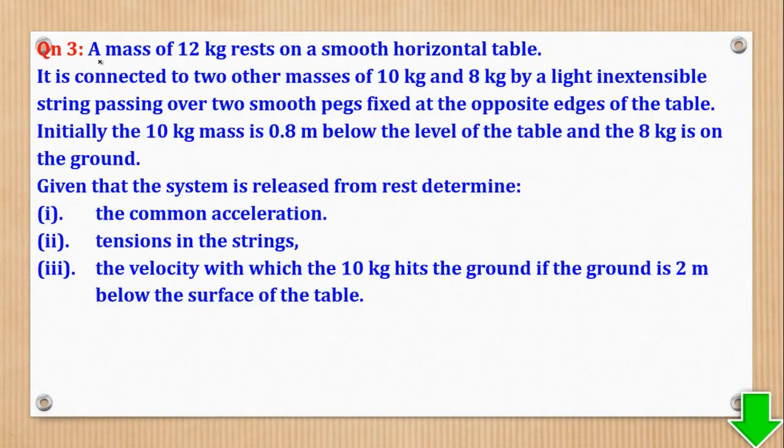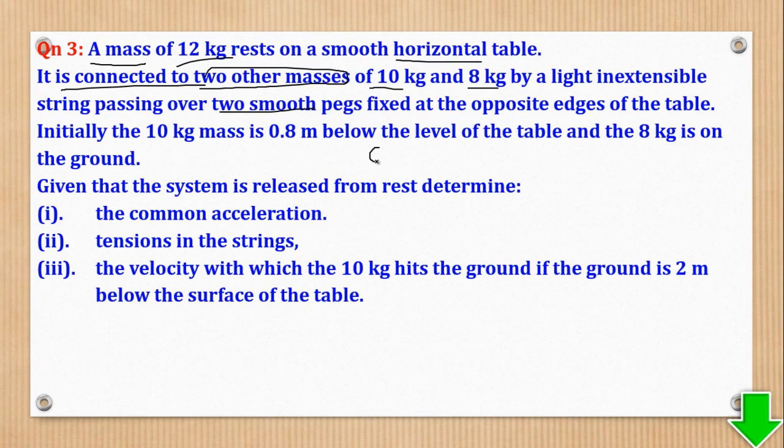Okay, then question 3: a mass of 12 kilograms rests on a smooth horizontal table. It is connected to 2 other masses. Note this word, 2 other masses. In the previous 2 settings, it was 1 mass connected to 1 other mass which is hanging. But now there are 2 other masses, a 10 kilogram mass and an 8 kilogram mass, connected by a light inextensible string passing over 2 smooth pegs.